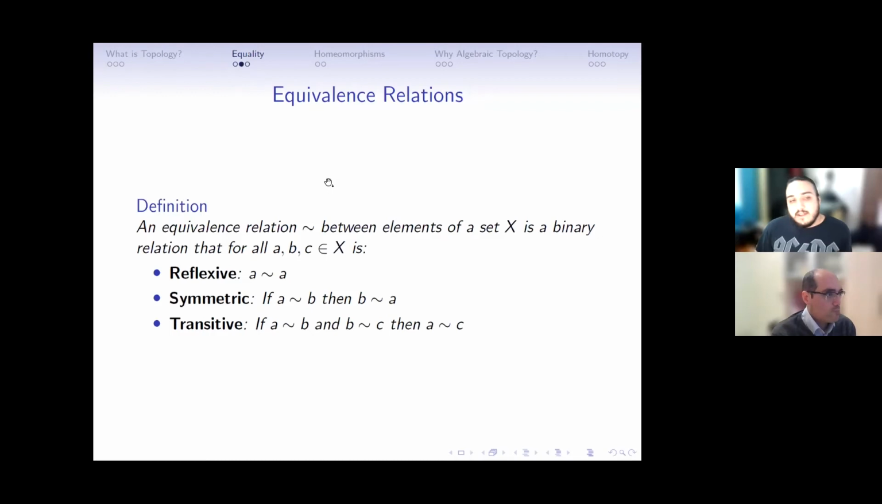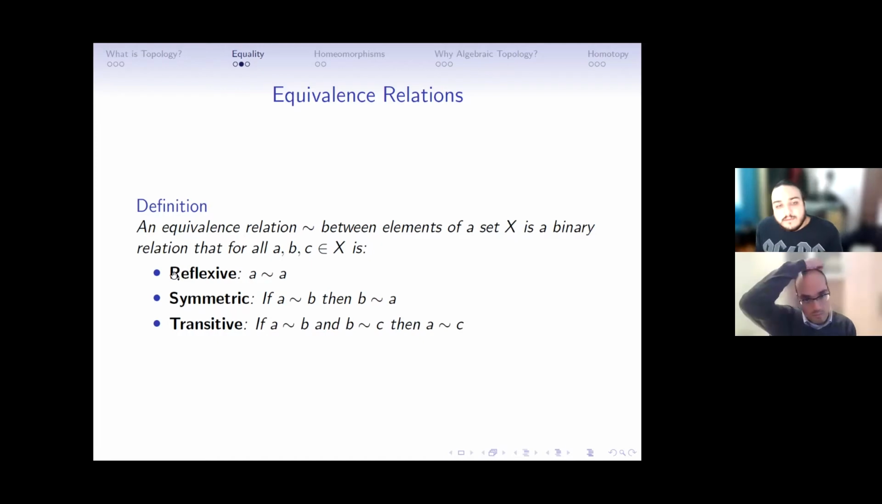Basically, they're reflexive, which means that 1 is always equal to 1, so any element of the set is always equal to itself. Symmetric: if A equals B, then B equals A. And finally, transitivity, which says that if A equals B and B equals C, then A must equal C. So that's how we define equivalence.